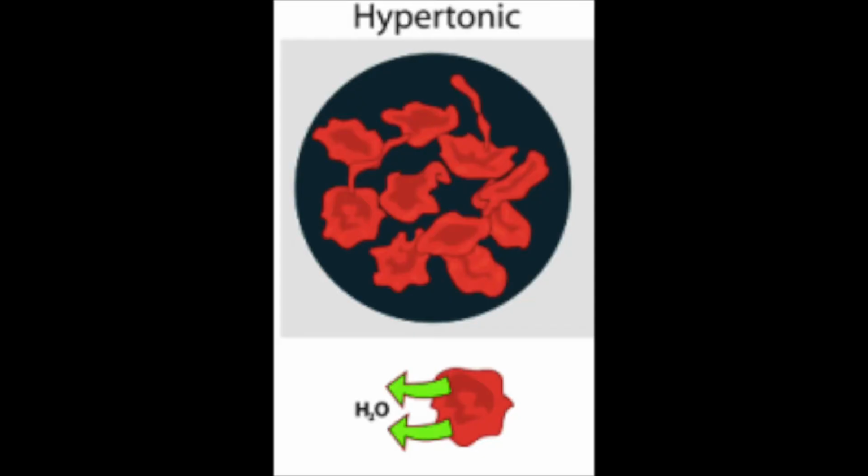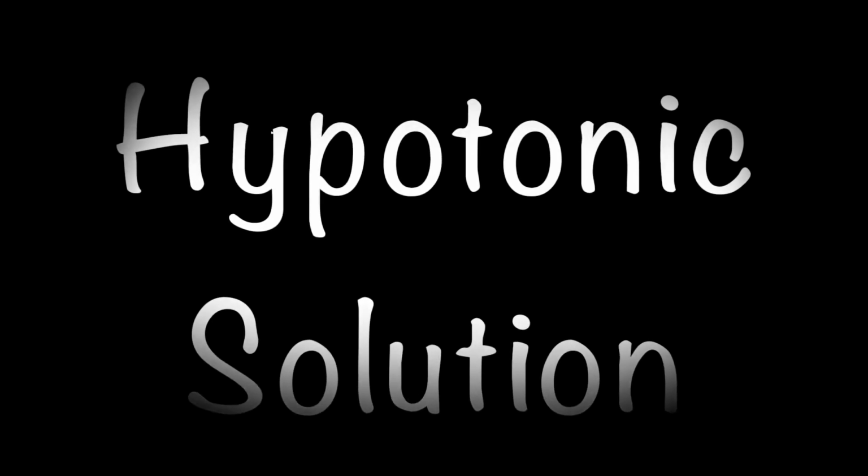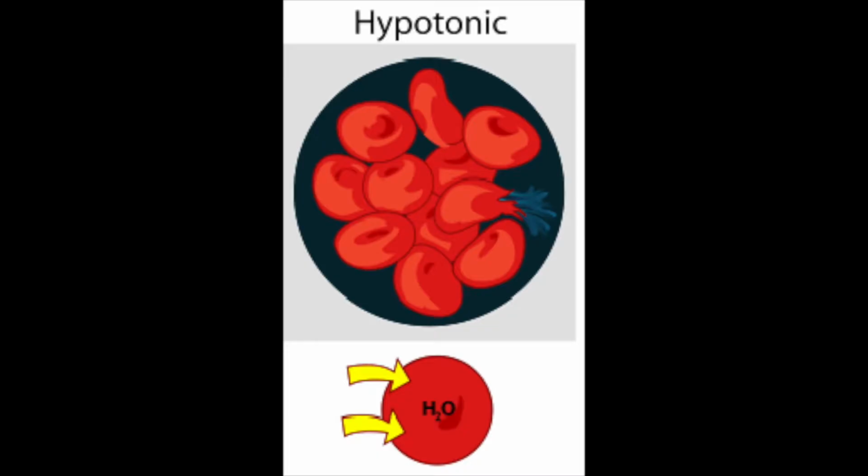In a hypertonic solution, the concentration is higher outside the cell membrane, and the cell shrinks because the osmosis pulls out water. In a hypotonic solution, the concentration is higher inside the cell membrane, and the cell swells because osmosis brings water in.